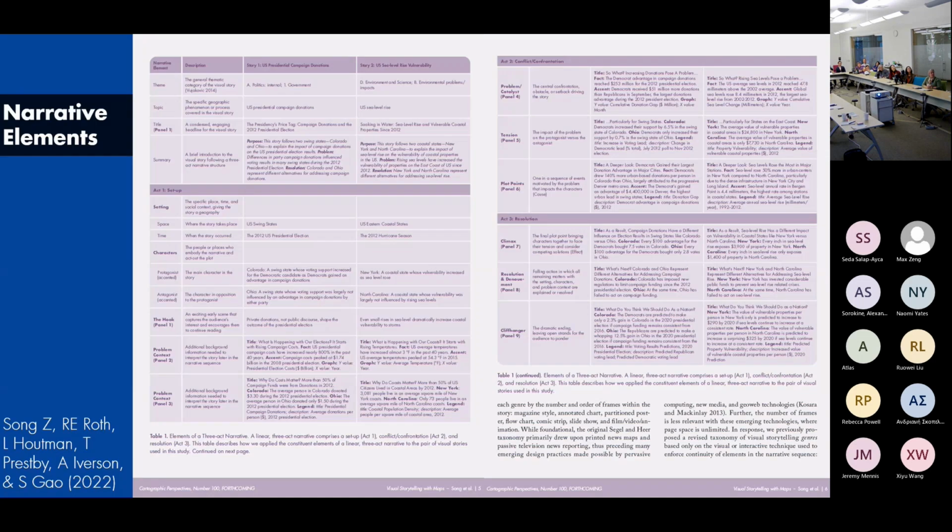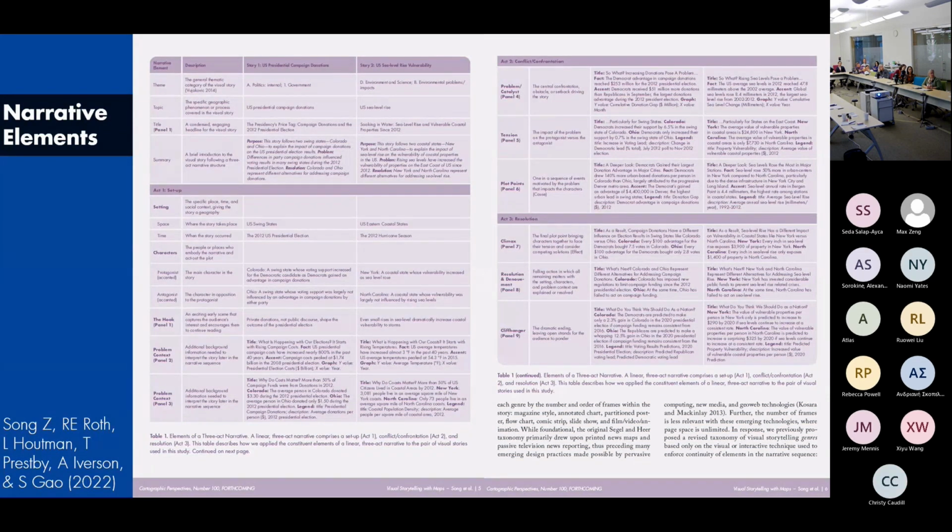So this is the table from our paper. We have 2 story themes in total. One is presidential campaign donation, which is about how donation impacts election votes in the swing states. And the other story is about sea level rising, which is about how sea level rising impacts the vulnerable properties on the coastal states. So this table helps us track what content and how much content we would like to put in the story in each of the acts. So they are more comparable and quantitatively the same.